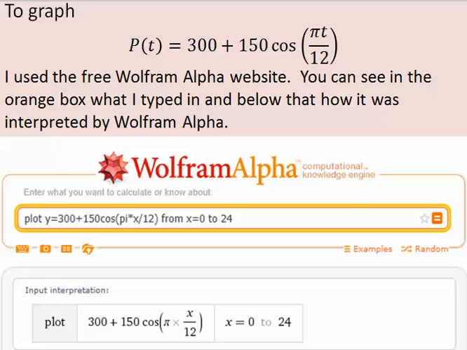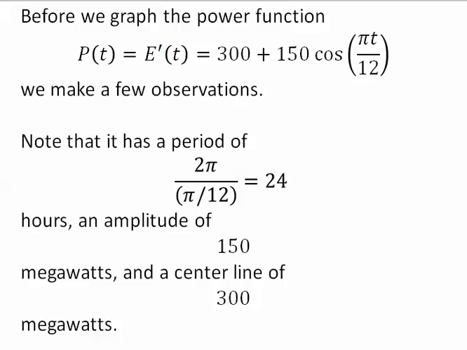Keep in mind, what are we expecting? Let's go back up to the observations that we had. We're expecting a period of 24, an amplitude of 150, and a center line of 300. So let's check that.